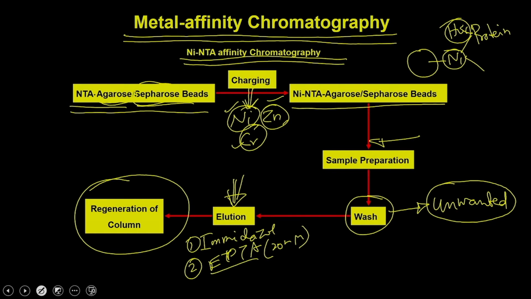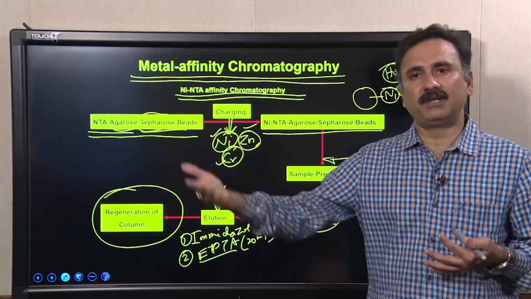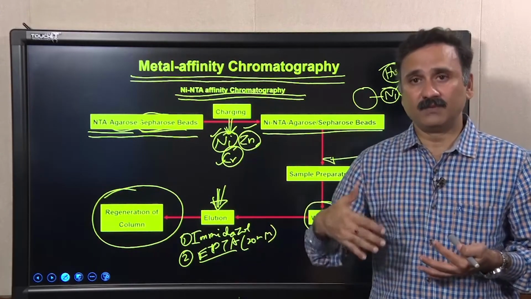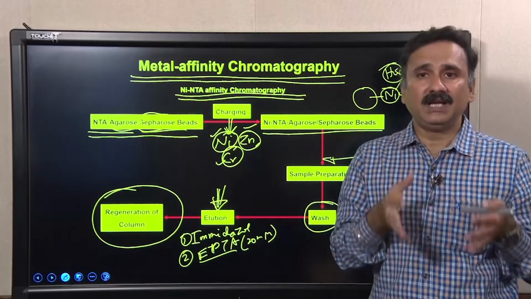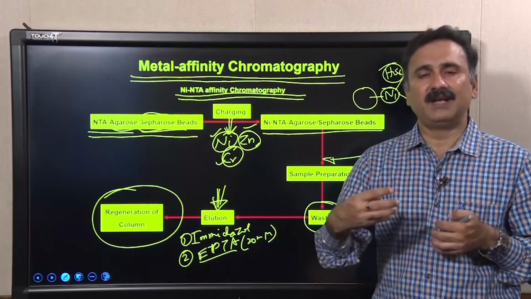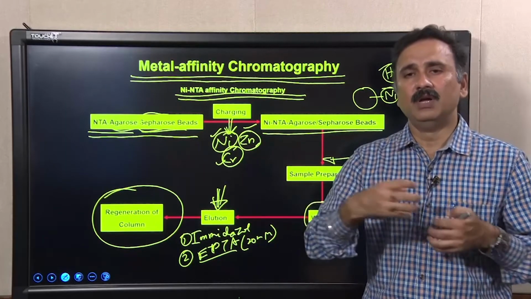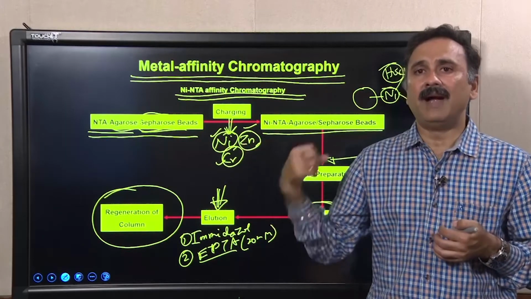So, if you remove the metal from the matrix, subsequently the protein which is bound to the matrix is also going to be removed. EDTA is a chelating agent. It normally binds to the metals, and it has a very high affinity for the metal, and that is why it is able to remove the metal from the matrix.